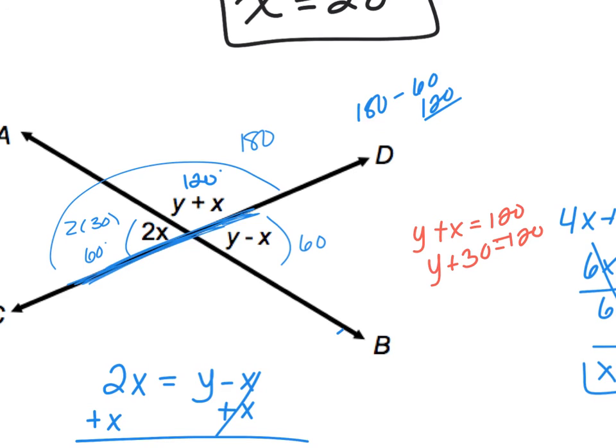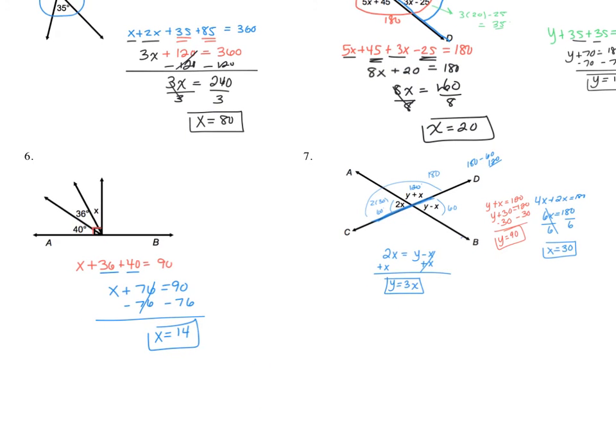And then to get rid of a plus 30, I do subtraction, so I subtract by 30. So I get y equals 90 as my final answer. So I can say x is 30 and y is 90.